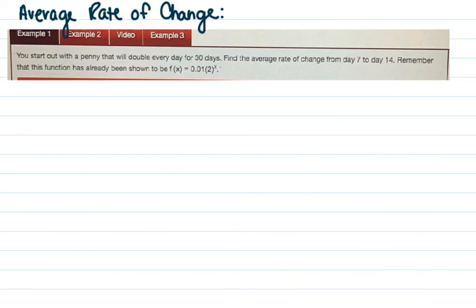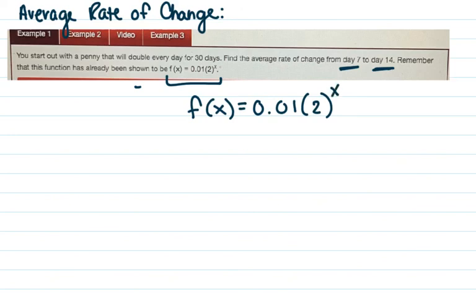Okay, average rate of change. It says you start out with a penny that will double every day for 30 days. Find the average rate of change from day 7 to day 14. Remember that this function has already been shown to be, okay, so our function that we're dealing with is this function. And they want me to find the average rate of change from day 7 to day 14. So this is going to be my x1, this is going to be my x2.